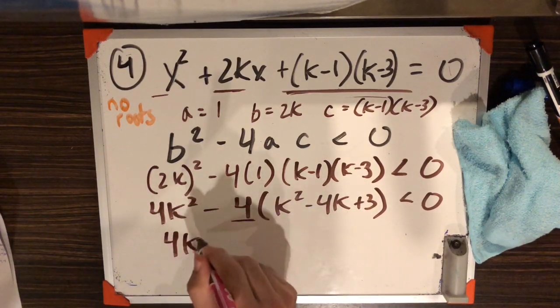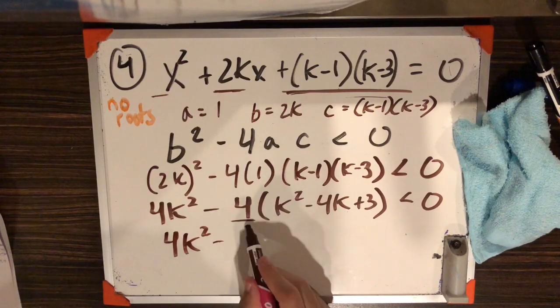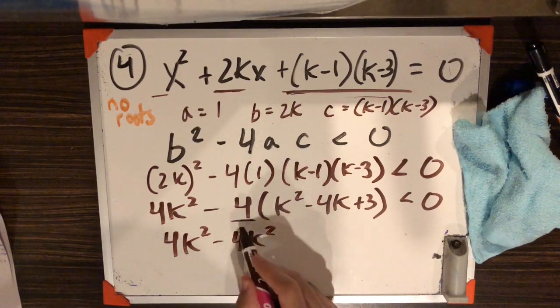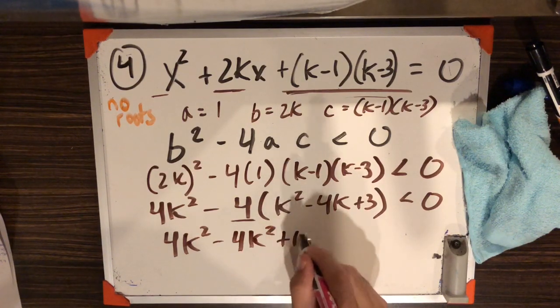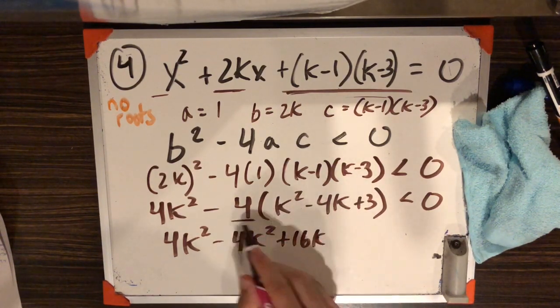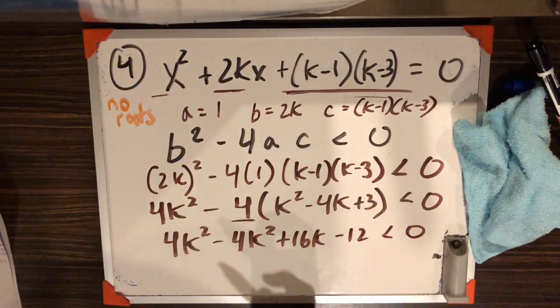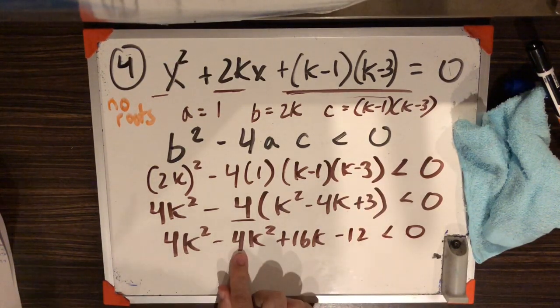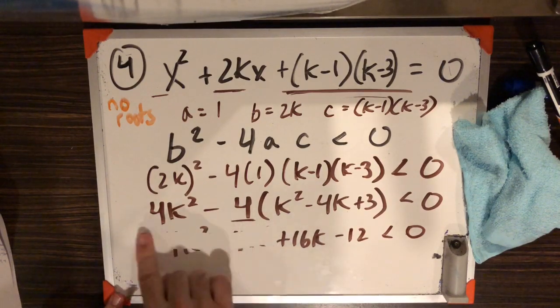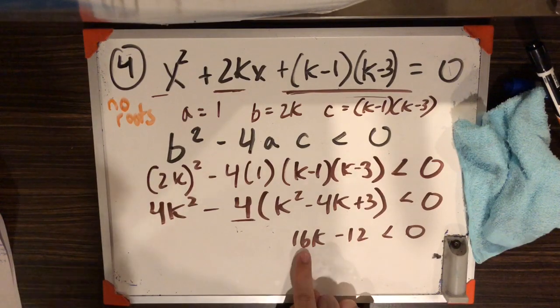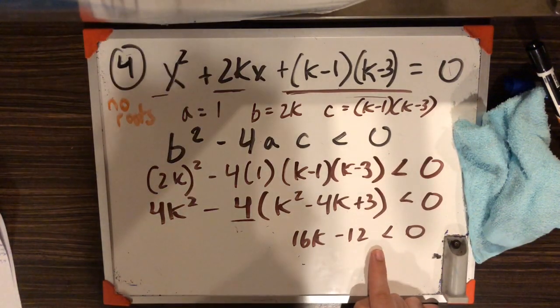So again, I have 4k squared on the outside. I have negative 4 times k squared, which is negative 4k squared. Times this is plus 16k. Negative 4 times 3 is negative 12. Again, all less than 0. 4k squared minus 4k squared, well, that goes away, right? Those cancel each other out. I have 16k minus 12 less than 0.